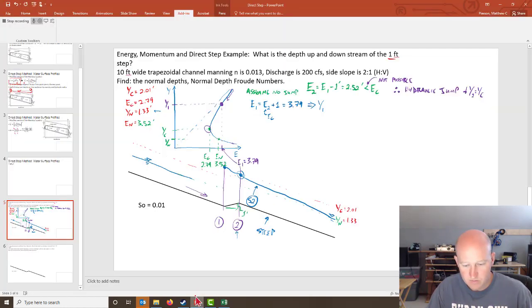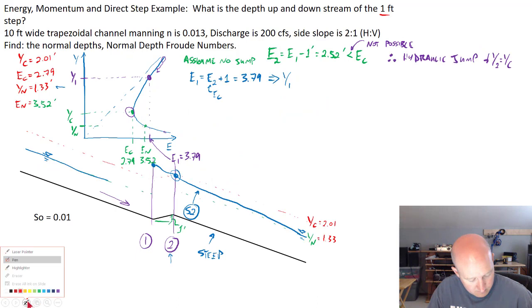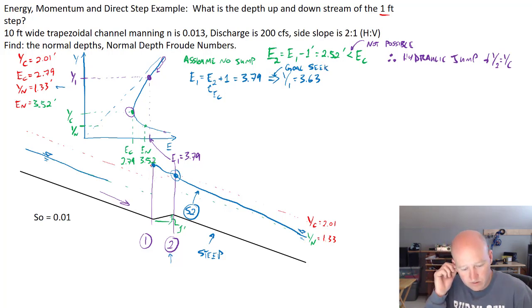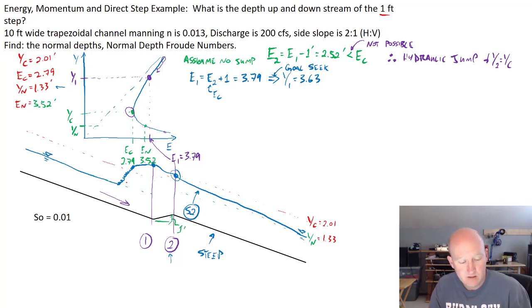So our answer is 3.63. And in your notes, maybe you want to write goal seek. So we know this depth now. And so then we can actually sketch this thing out. It's going to look something like this until we get a hydraulic jump, and it will jump straight to normal or uniform depth. So we've got a hydraulic jump that we need to analyze.